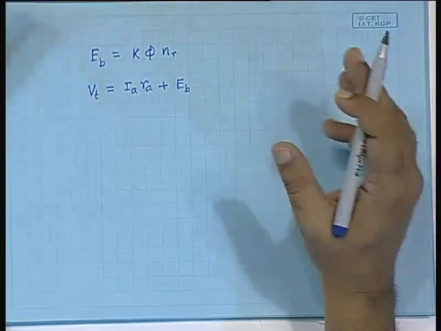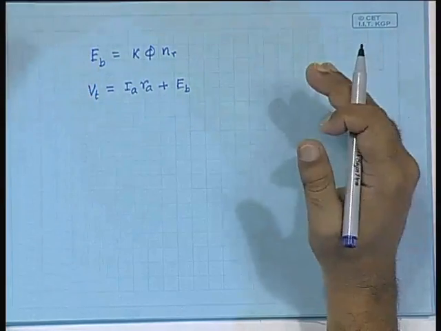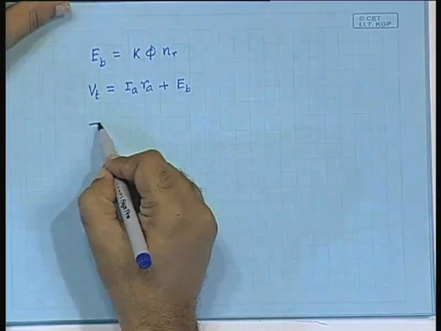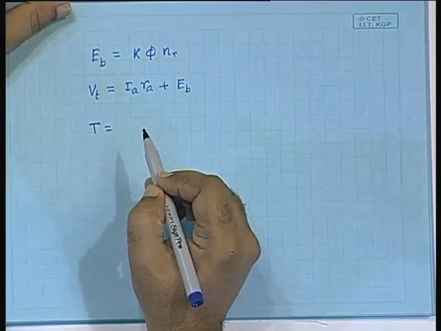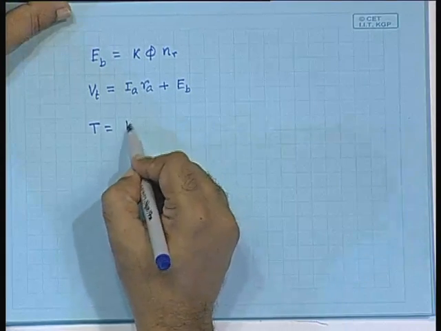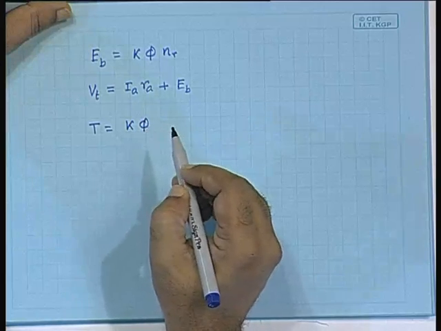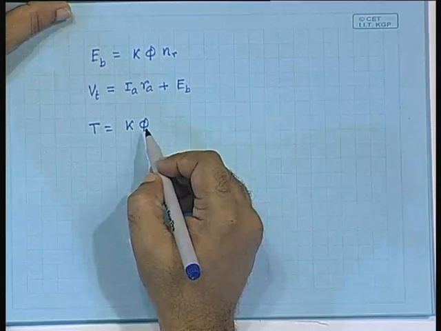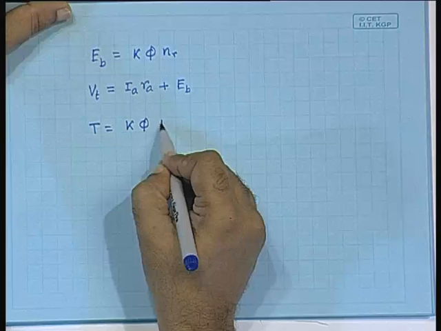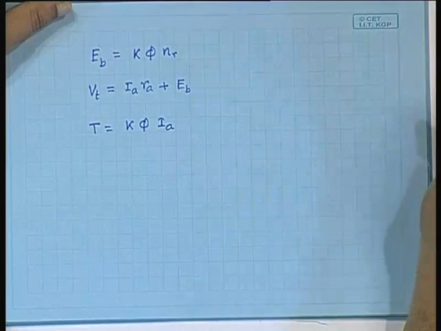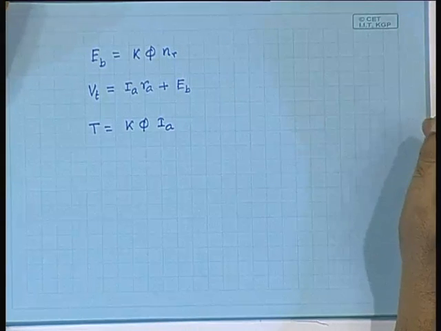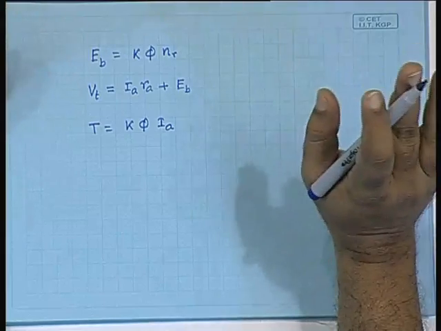What will be the flux? What will be the torque produced? T is again K phi, then it is proportional to the armature current. Okay. So, these are the three elementary equations giving the characteristic of a DC machine.